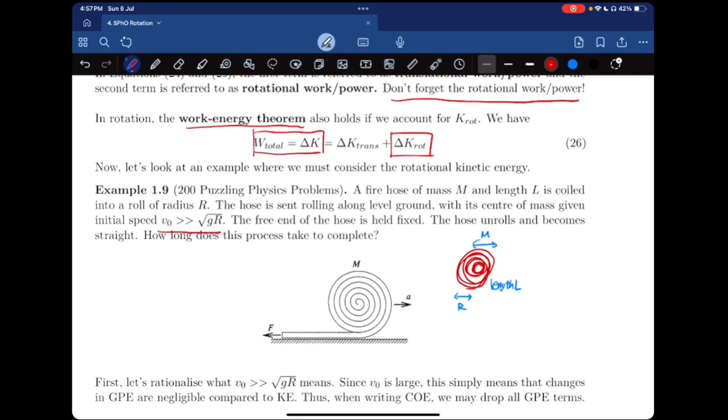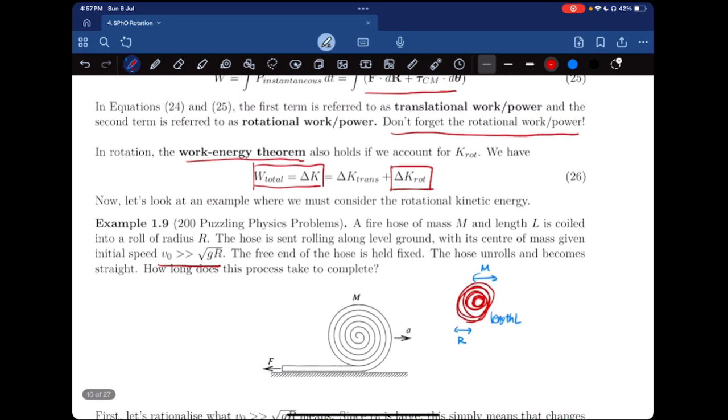So this might be sending some alarm bells ringing: what is the point of writing v naught is much greater than the square root of gR? But okay, we'll look into what this means later. Now the free end of the hose is held fixed, and the hose unrolls and becomes straight. You want to find how long this process takes to complete.